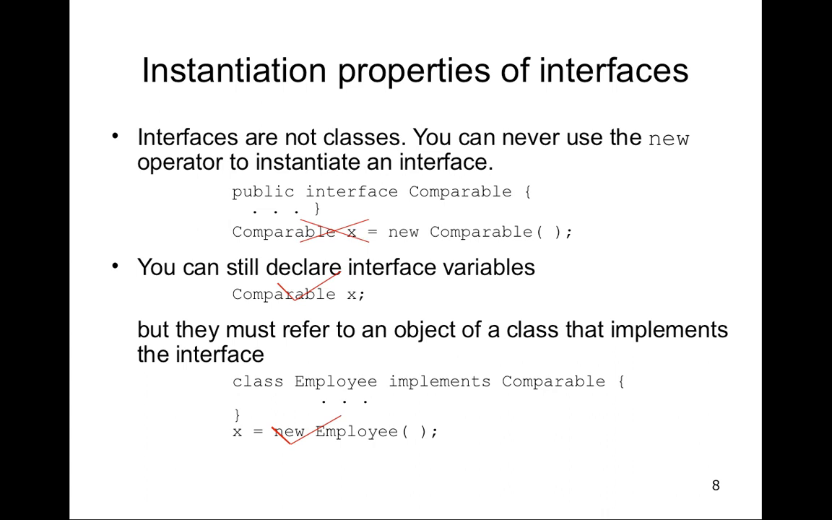So if employee implements comparable, then x could be equal to a new employee, no problem. Same concept as the person. It's a reference, and person, if you remember, was an abstract class. Same rules in terms of the reference variables apply towards interfaces as well.